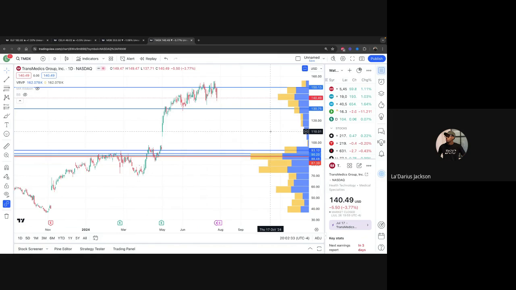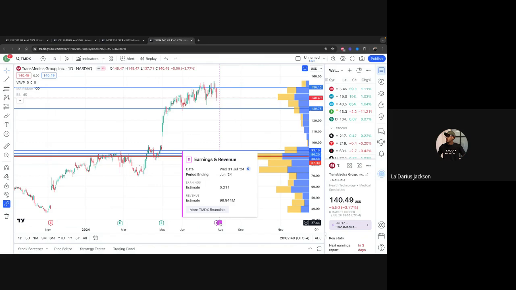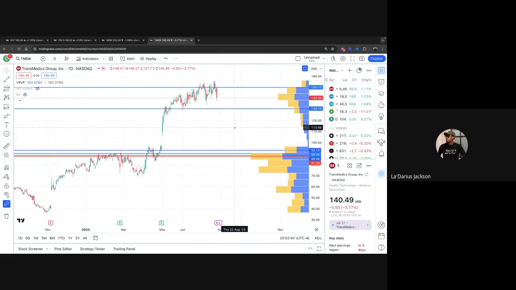If it goes below 125 or lower, we could potentially see it drop down to 110. And at 110, I think that's where the party stops and it'll start to go back up. That's if it drops that low. But it does have earnings Wednesday, the 31st. So that's going to be interesting to see.